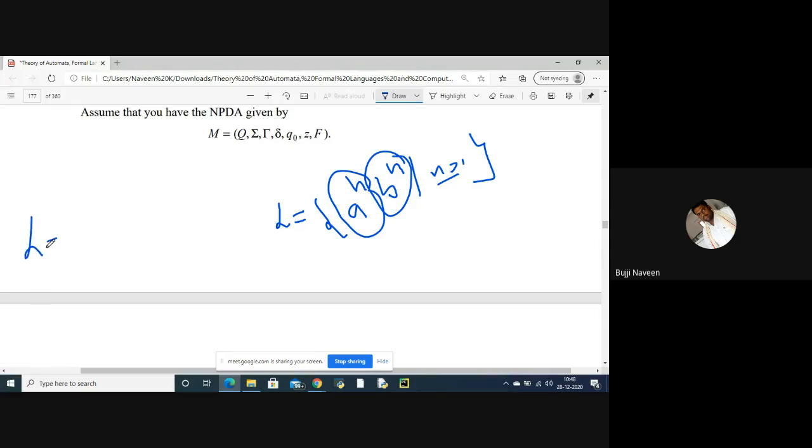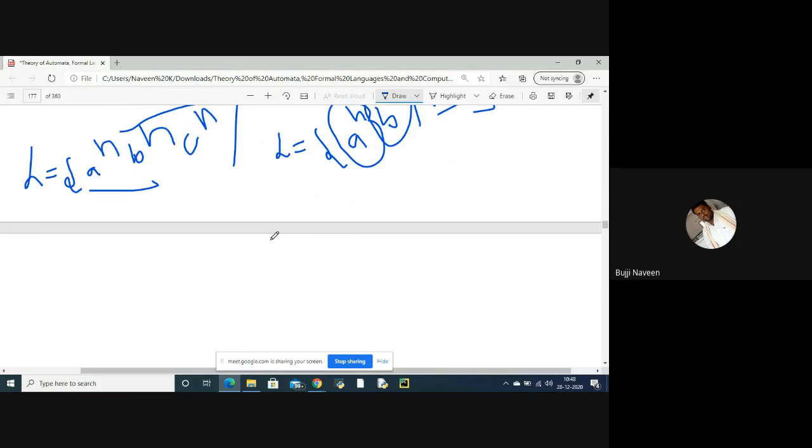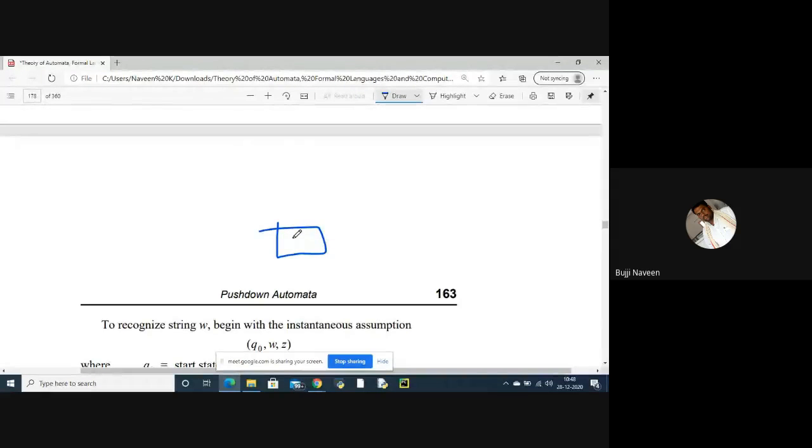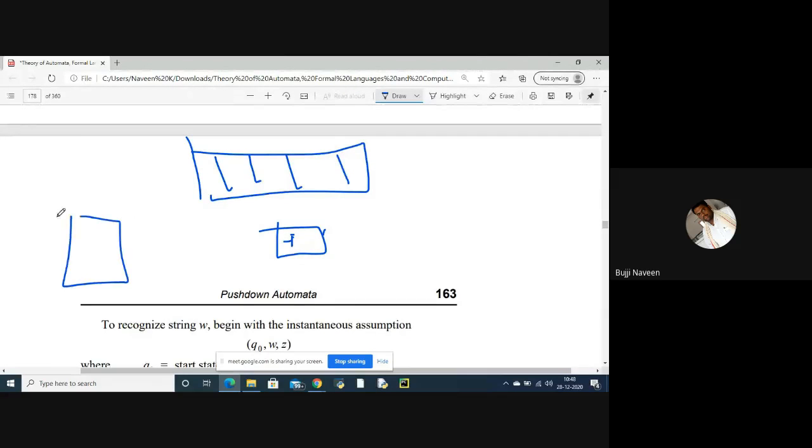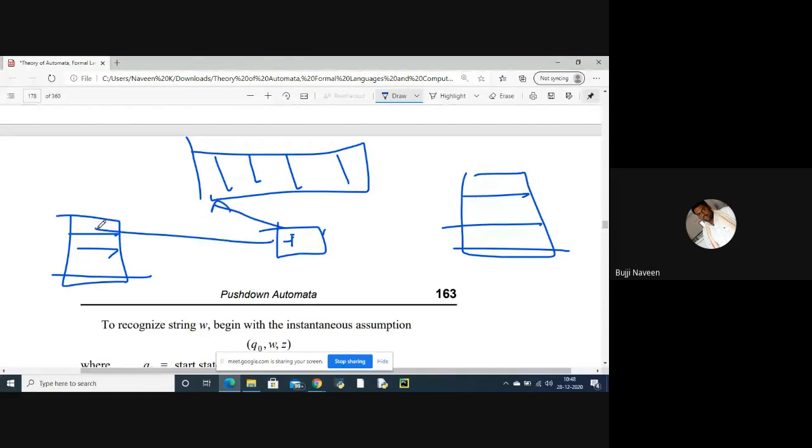But what happens if the language L is equal to a^n b^n c^n? The language consists of two conditions, right? The number of A's is equal to the number of B's, and the number of B's is equal to the number of C's. So then we go with a push-down automata which contains two stacks. So it is a two-stack PDA. It has a finite control and one input tape along with stack 1 and stack 2.